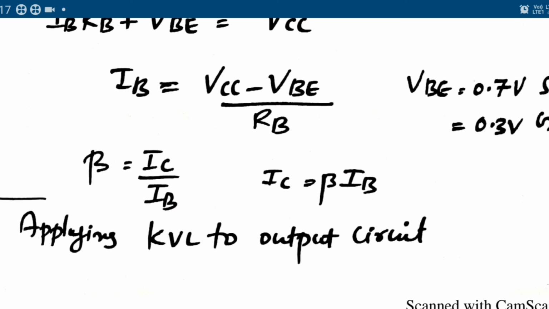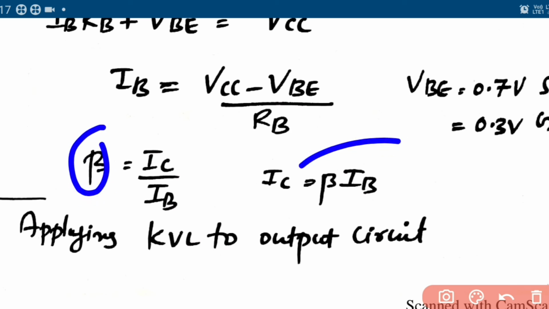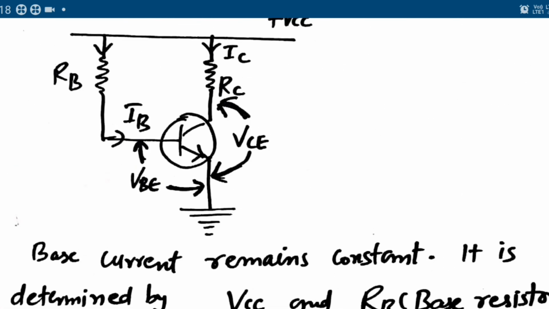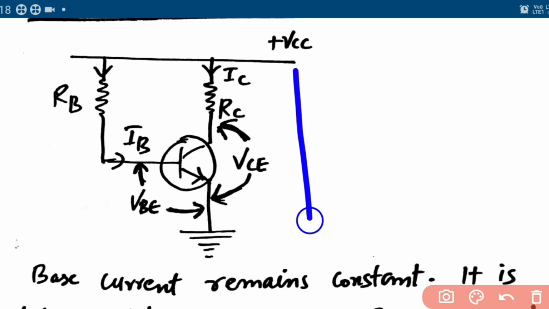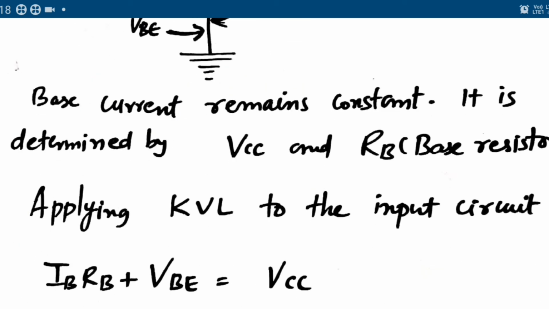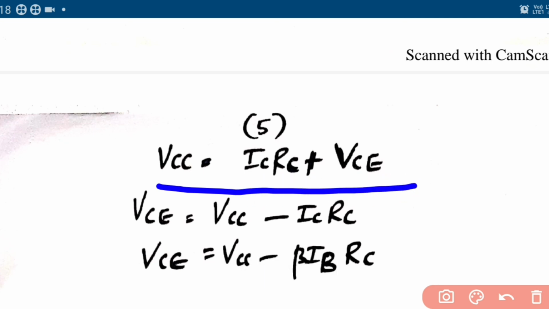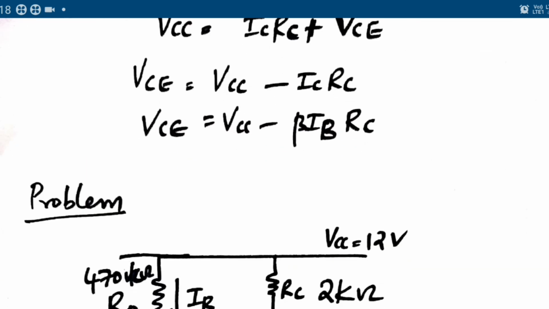Beta, we know, is IC by IB, so from this we can find IC. IC is beta IB. Now applying Kirchhoff's voltage law to the output circuit, the drop here is IC RC, and the voltage drop between collector and emitter is VCE. So VCE plus IC RC is equal to VCC. That is shown here for the output circuit. VCE is VCC minus IC RC. For IC I can write beta IB, because beta is IC by IB. So we can get these equations.